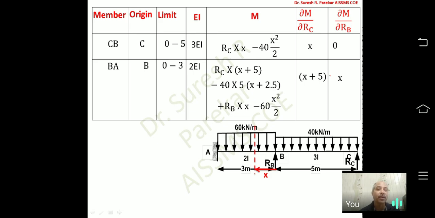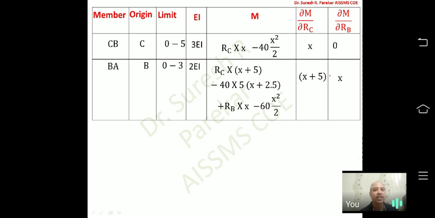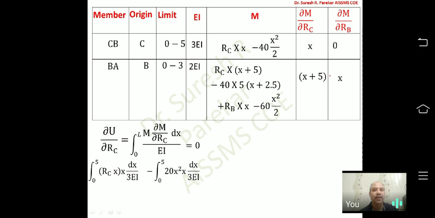So now we have this table. Once we have this table, we first find the equation ∫M ∂M/∂RC/EI equal to 0, and second ∫M ∂M/∂RB/EI equal to 0, and by these two you will get two simultaneous equations. You have to solve these two simultaneous equations, and by solving them you will get the values of RB and RC. Now you can see this. So we have ∂U/∂RC, and then we will get these values in this fashion. So we have this value.